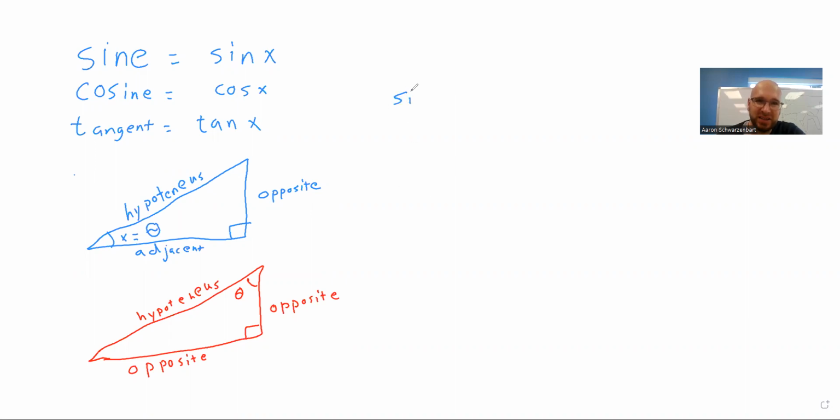The sine of x is a ratio, opposite over hypotenuse. We can abbreviate opposite with O, adjacent with A, and hypotenuse with H. And I'll give you an example with some numbers in just a second. The cosine of x is a ratio that is equal to adjacent over hypotenuse, and the tangent of x is equal to opposite over adjacent.